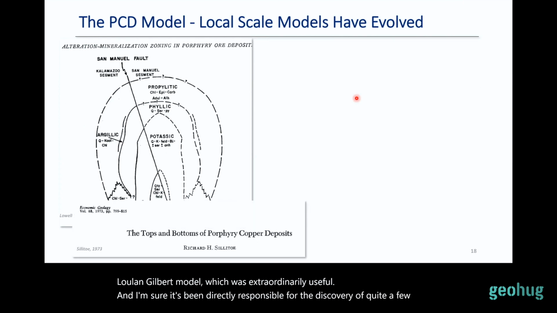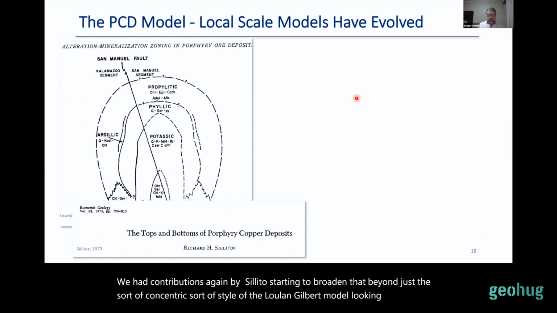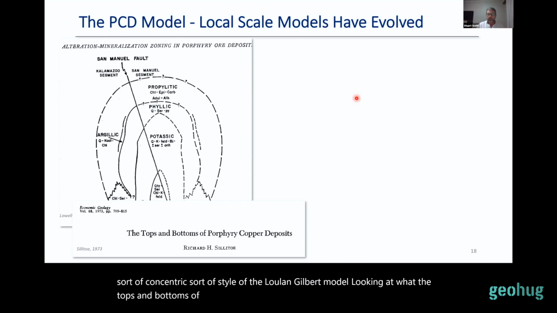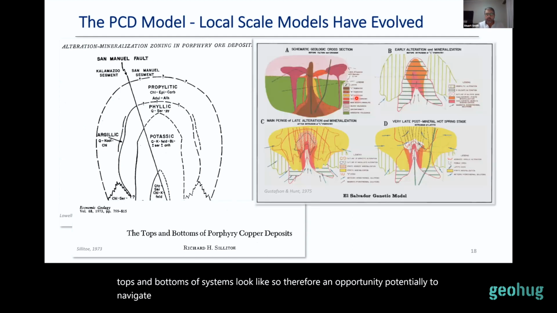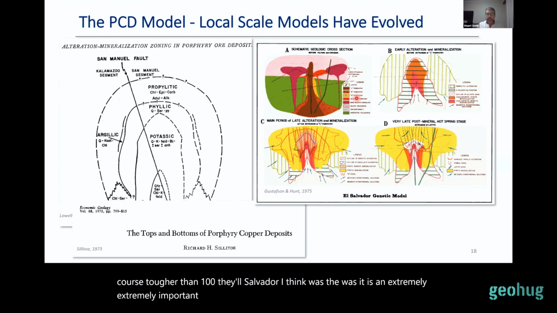We had contributions again by Dick Sillitoe, starting to broaden that beyond just the concentric style of the Lowell and Gilbert model, looking at what the tops and bottoms of systems look like, so therefore an opportunity potentially to navigate in and around systems. And then the really seminal important work of Gustafson and Hunt at El Salvador, I think, is an extremely important model, and was built on an enormous amount of work in a 3D environment, and again has been, I think, extremely useful in lots of discoveries.